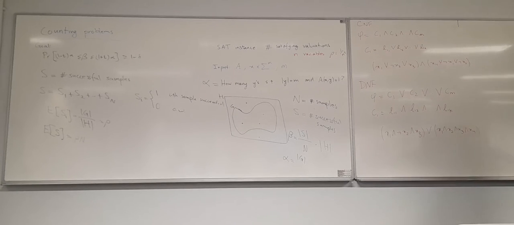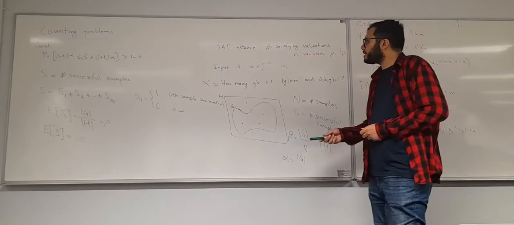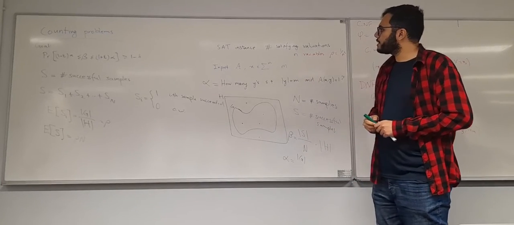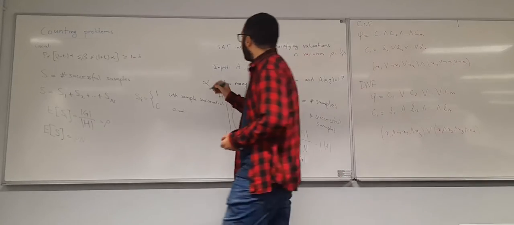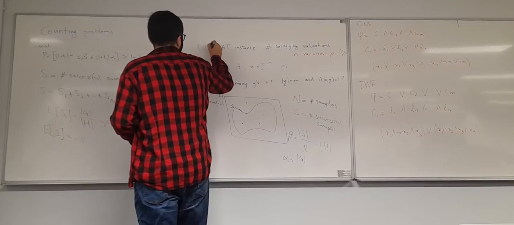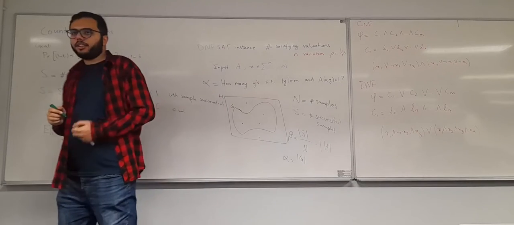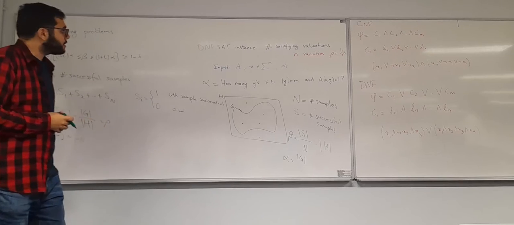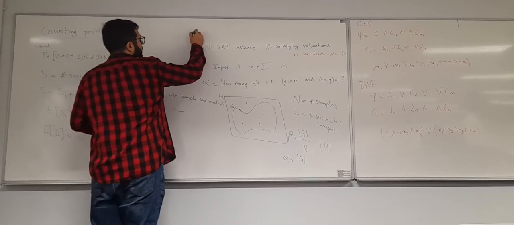Now, I expect that, again, you've seen in logic courses that we can write every formula in both CNF and DNF, right? So here, let's say that instead of wanting to count the number of satisfying valuations of a SAT instance, I have a DNF SAT instance, and I want to count this number. This is usually just called DNF counting.